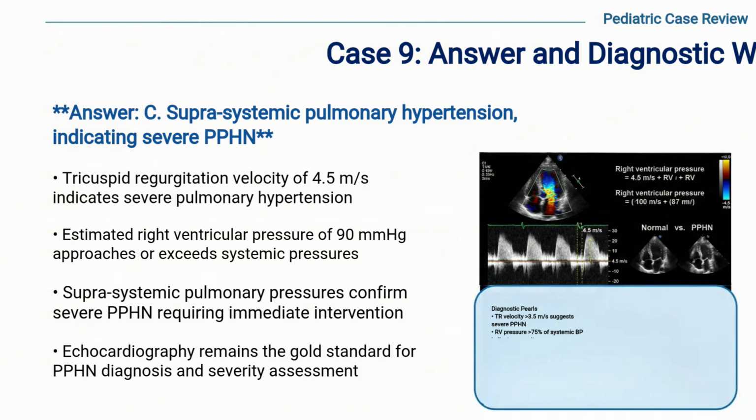Key diagnostic thresholds to remember. A tricuspid regurgitation velocity greater than 3.5 meters per second suggests severe PPHN, and right ventricular pressure greater than 75% of systemic blood pressure indicates severity. Echocardiography remains the gold standard for PPHN diagnosis, shunt direction assessment, and cardiac function evaluation. This level of severity requires immediate intervention.